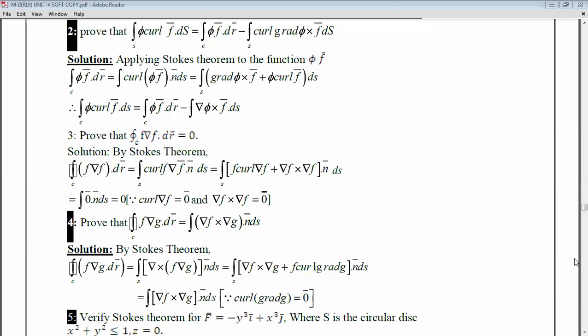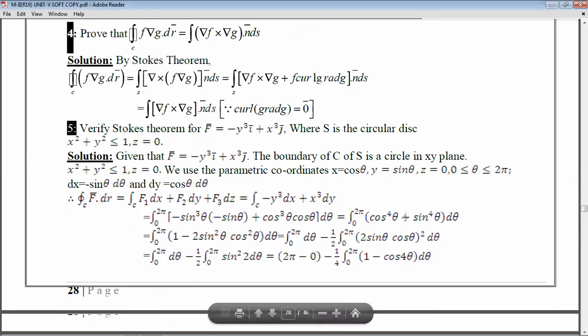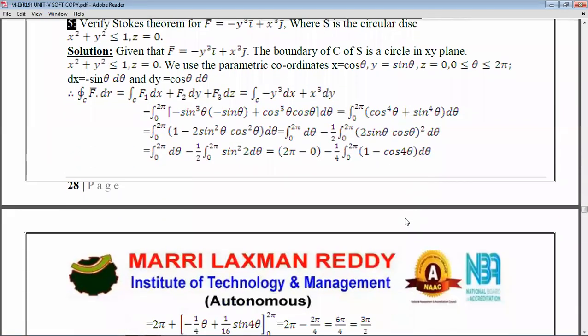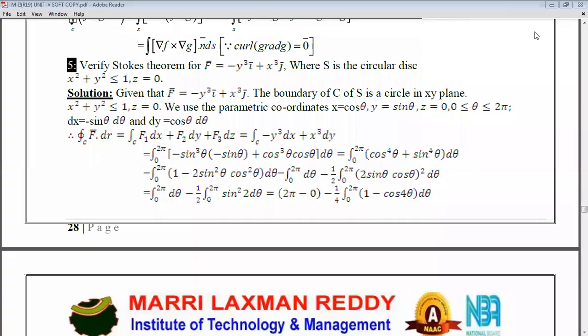Next problem. First part of this one. Here they gave the first vector f bar, and next we chose the circle, and the parametric equations of the circle are x is equal to cos theta, y is equal to sin theta, and z is equal to 0. So here dx is nothing but minus sin theta, and dy is equal to cos theta.